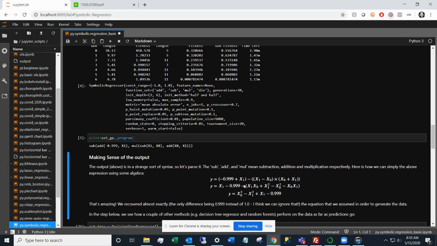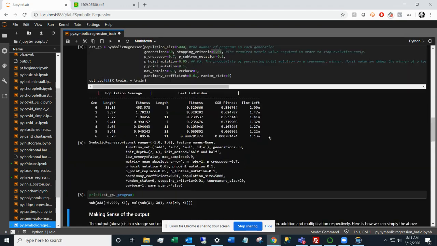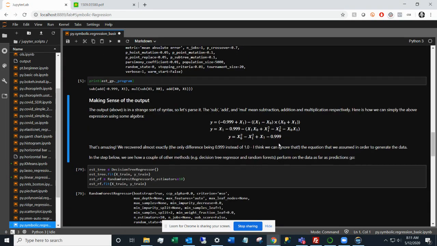And even then it looks like this strange equation, this y. And then we can use some algebra to simplify it. And when we're done simplifying, it looks like y equals x0 squared minus x1 squared plus x1 minus 0.999. So if you compare it to the function we know is how the true value of y is generated, it's extremely close, except that we have 0.999 instead of the -1. So we have essentially recovered our original function straight from the data.